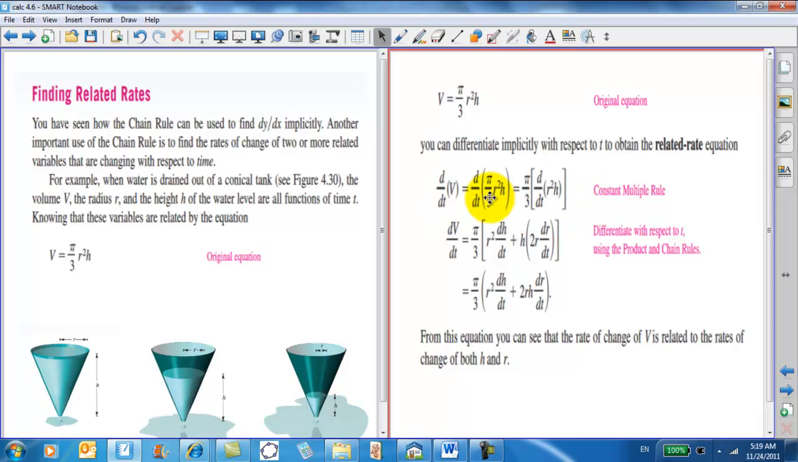So here we go. The pi over 3 is a constant multiplier, so it just comes out in front. And then you have to use the product rule on r squared times h. Leave r squared alone, take the derivative of h with respect to t. Leave h alone, take the derivative of r squared with respect to t, and that's 2r dr dt. So there you go. You've got an equation now that relates the rate of change of volume to the rate of change of both h and r.